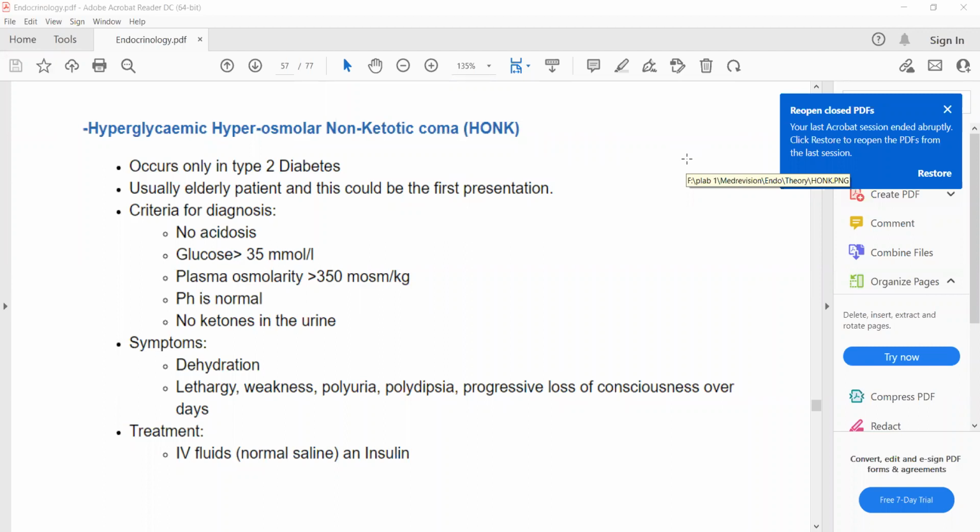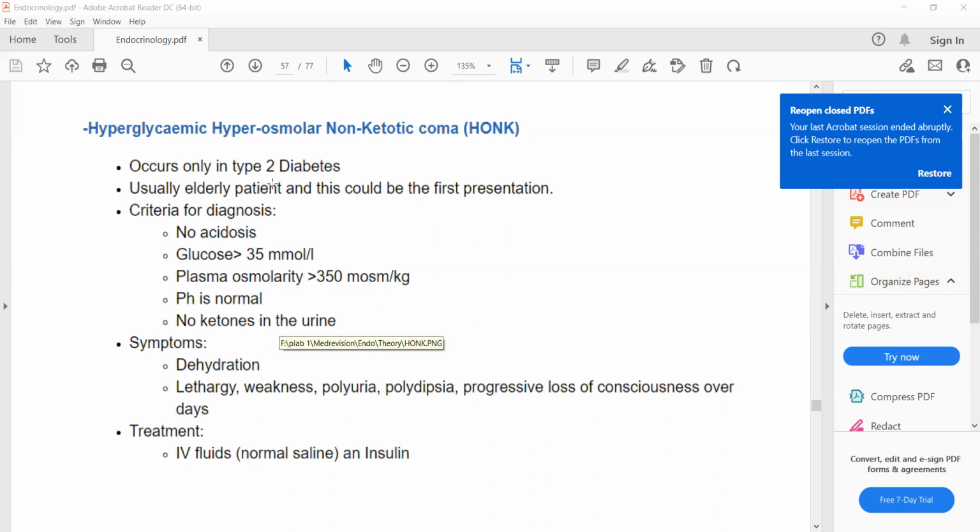So hyperglycemic hyperosmolar non-ketotic coma. Hyperglycemic, how much hyperglycemia? Glucose more than 35 millimole per liter. Hyperosmolar, how much hyperosmolarity? Plasma osmolarity of more than 350 milliosmol per kg. These are the two important criteria to make a diagnosis of HONK, with no acidosis and normal pH, and no ketones in the urine.